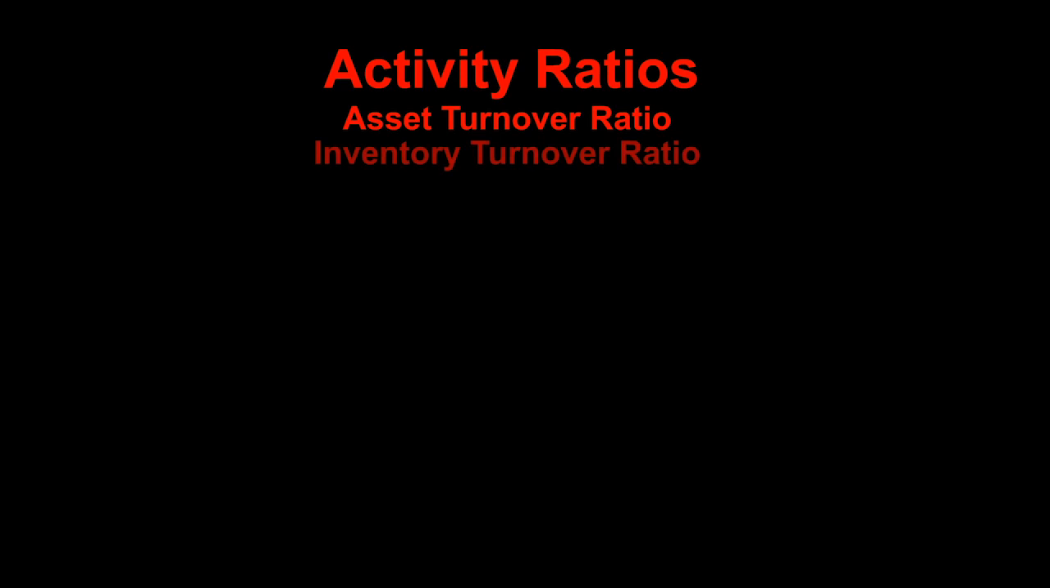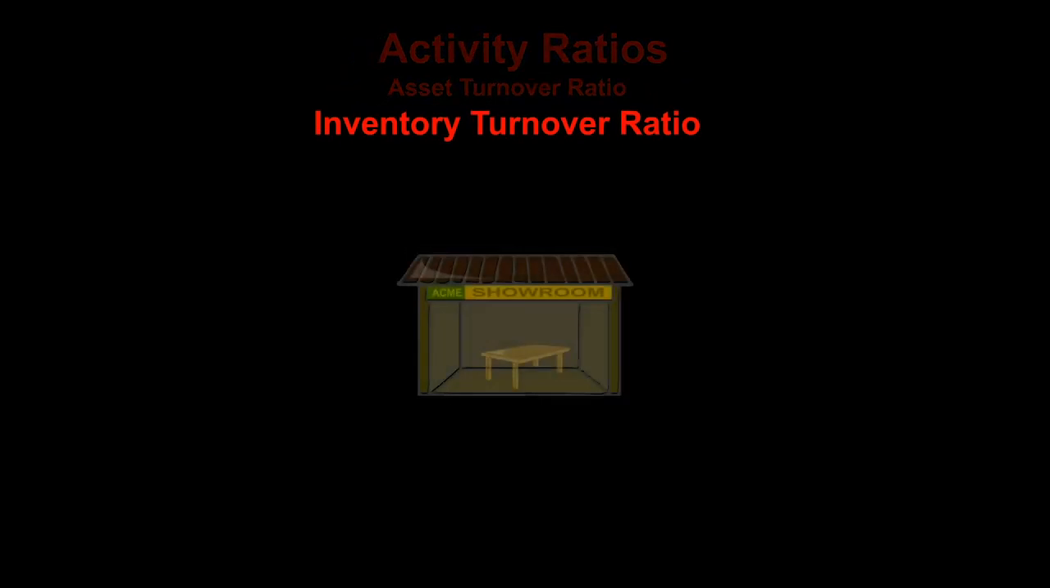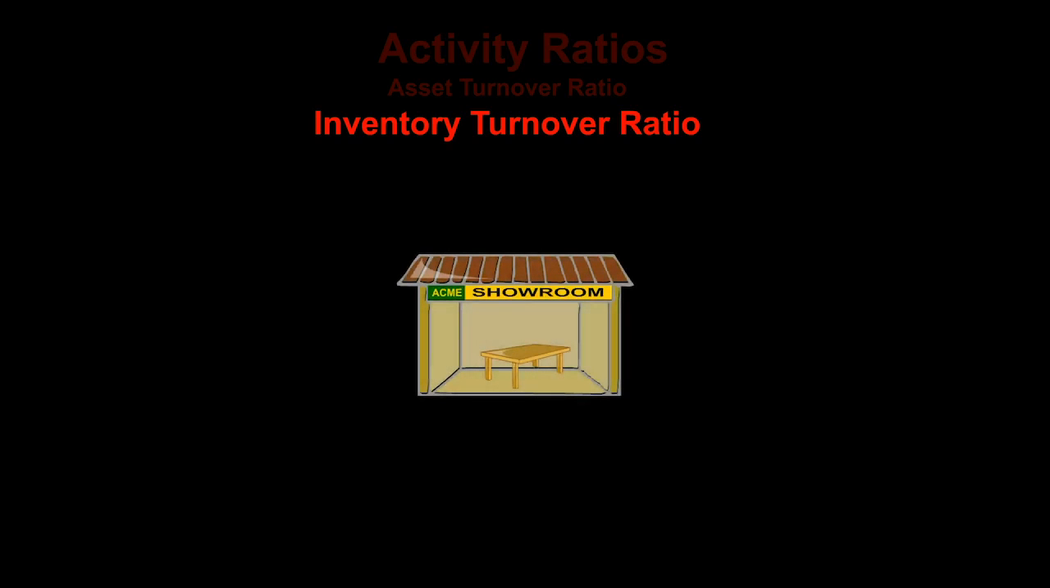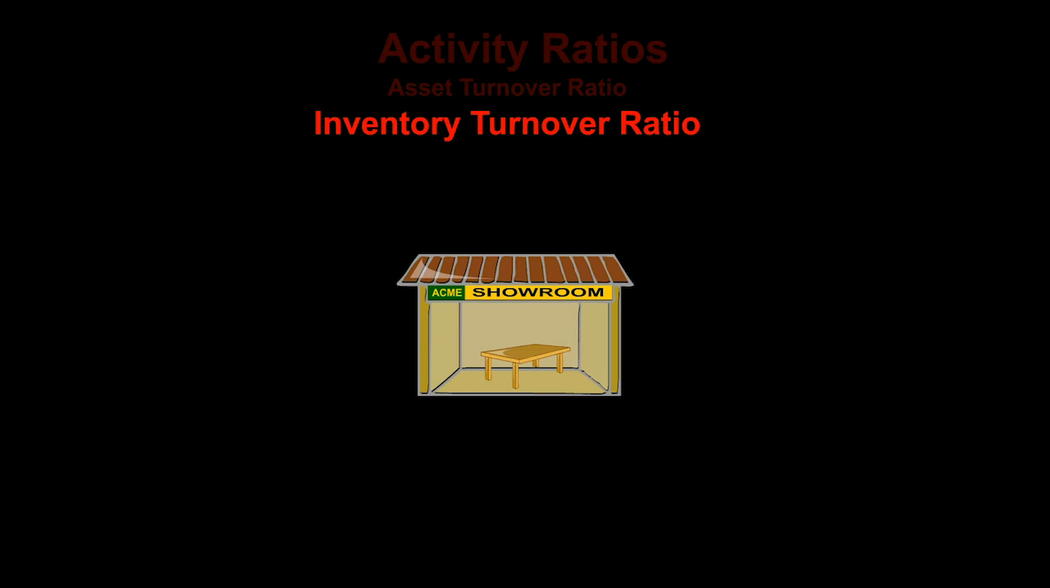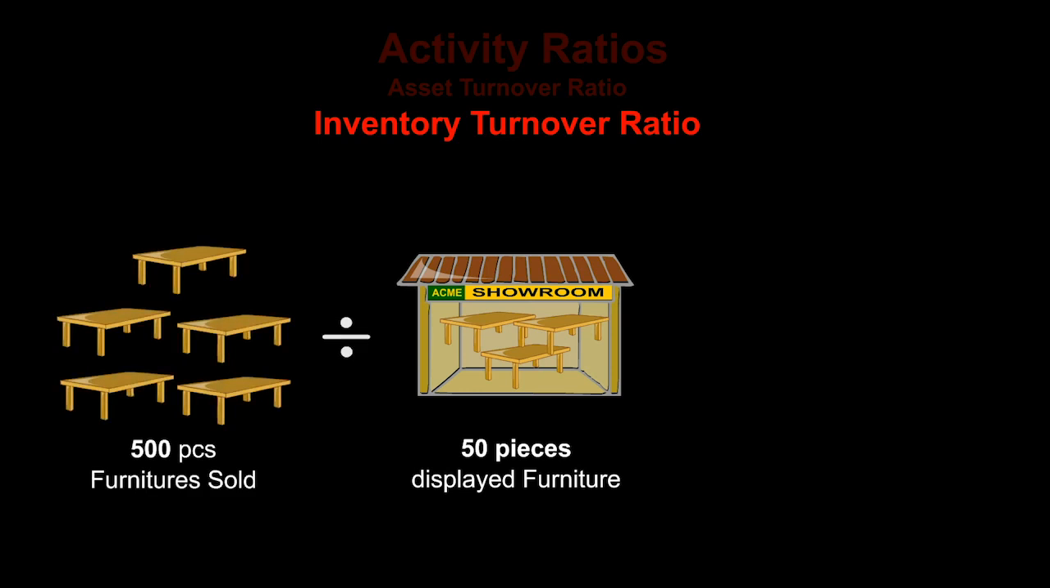The second activity ratio is the inventory turnover ratio. It focuses on the inventories of the enterprise in relation to the sales generated or the cost of goods sold. What the ratio does is measure how many times the enterprise can turn its inventories around in a year. If a furniture enterprise displays 50 pieces of furniture at any one time in its showroom, and it sells 500 furniture pieces in a year, the furniture inventory therefore turns around 10 times.